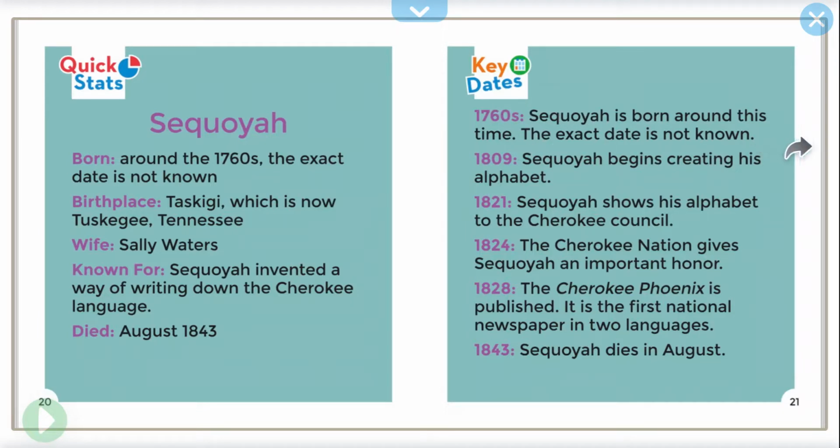In the 1760s, Sequoyah was born around this time. The exact date is not known. In 1809, he begins creating his alphabet. In 1821, Sequoyah shows his alphabet to the Cherokee Council. In 1824, the Cherokee Nation gives Sequoyah an important honor. In 1828, the Cherokee Phoenix is published. It is the first national newspaper in two languages. In 1843, Sequoyah dies in August.